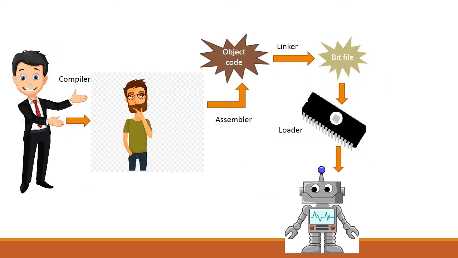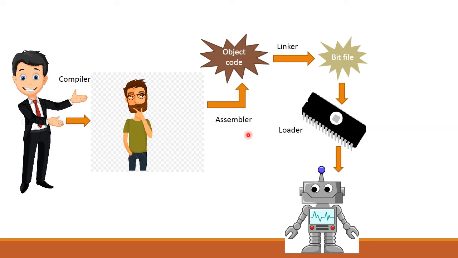For example, consider a Chinese man who wants to program a robot. But he doesn't know how to program the robot. So, he goes to a programmer for programming it. Here comes the compiler. It converts the high-level language into the assembly language.